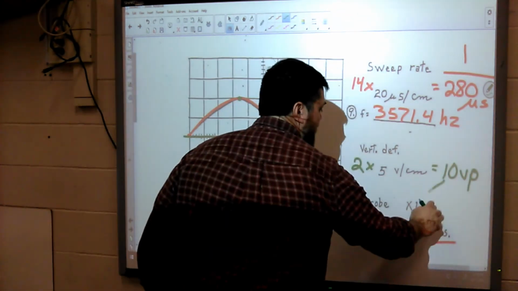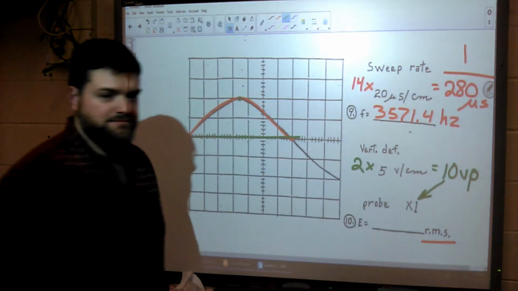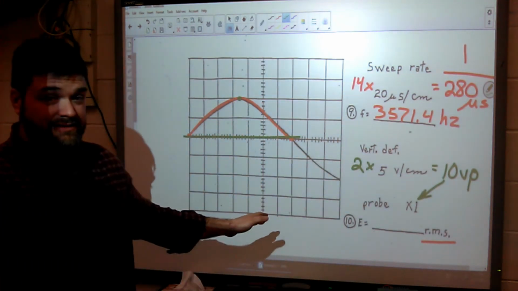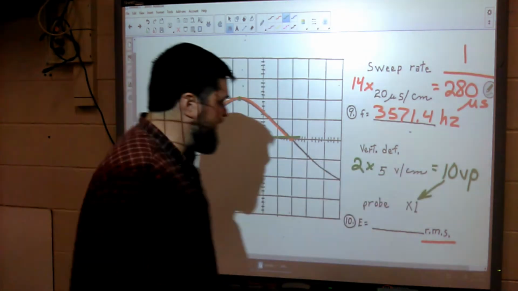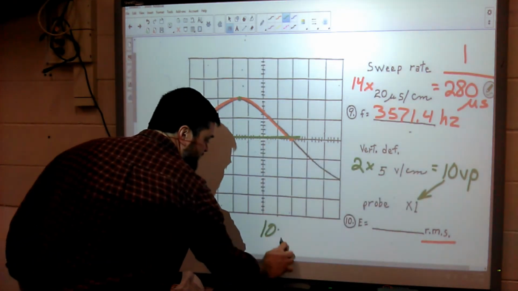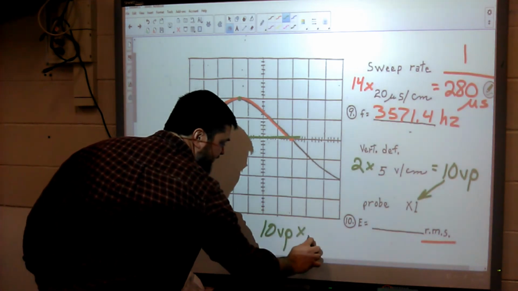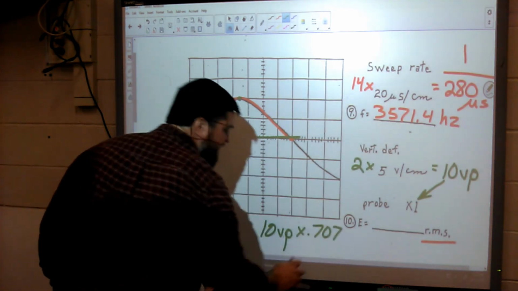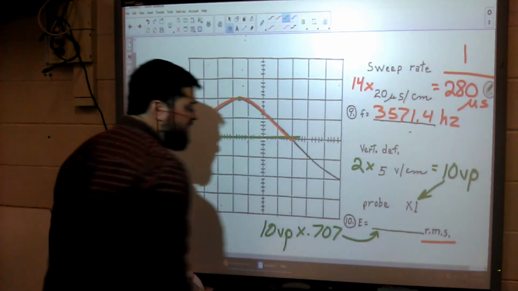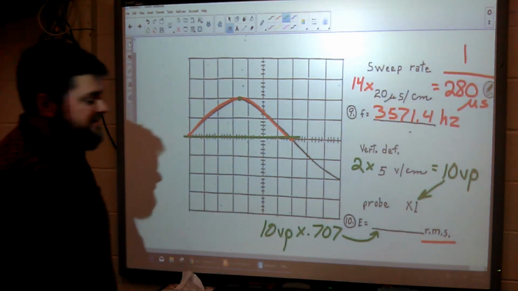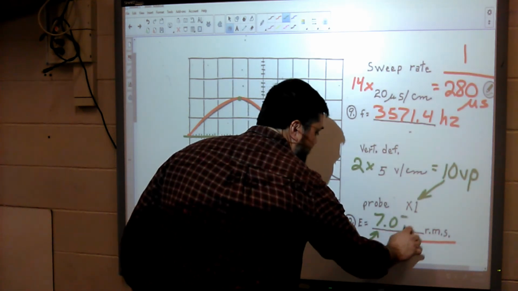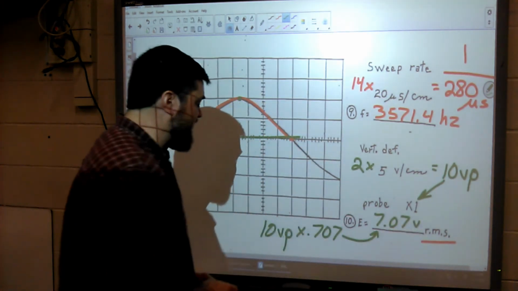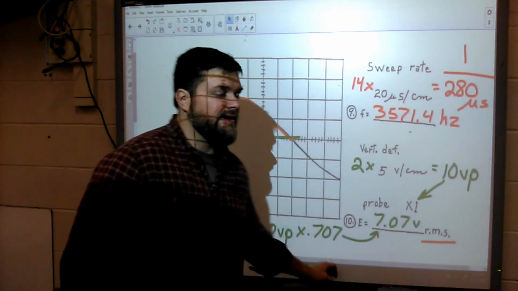Now again, remember, our probe is set for times 1, because some of them on the worksheet are times 10, right? So then you're going to take that 10 volts peak, and you have to multiply it by 0.707 in order to get the RMS value. Okay, so if you do 10 times 0.707, you're going to get 7.07 volts RMS. Root mean square.